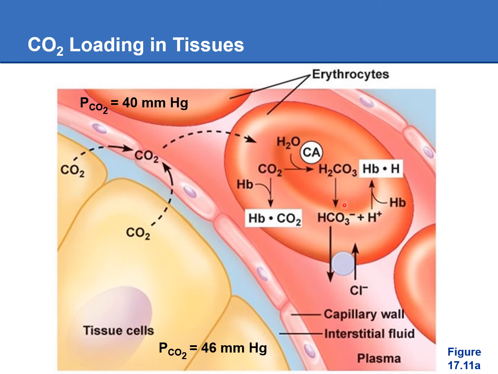To get rid of the bicarbonate ions, we're going to move them out into the plasma. And we're going to transport them with a chloride ion, so they're going to go opposite directions. So this is called a chloride shift. So moving the bicarbonate ions out and chloride ions in to the red blood cell, that's called the chloride shift.